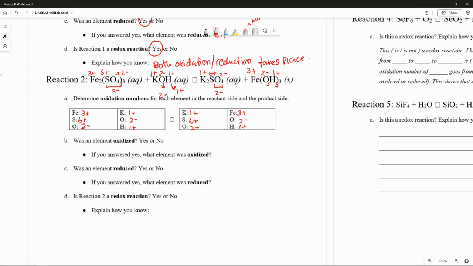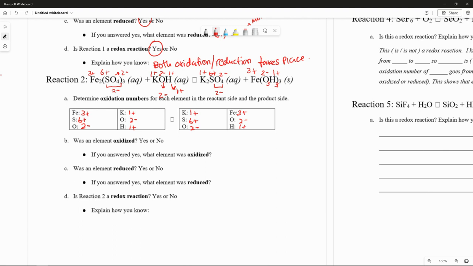All right. So if we take a look at our oxidation numbers, we see from Fe to Fe there's no change. S to S there's no change. O to O there's no change. K to K no change. O to O no change. And H to H no change. Therefore, no electrons were moved.